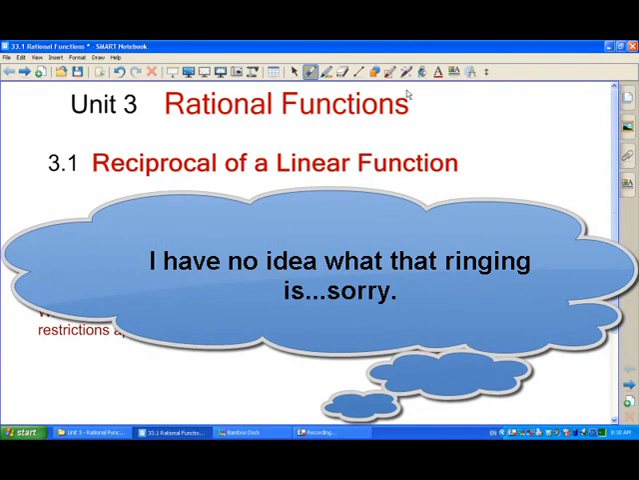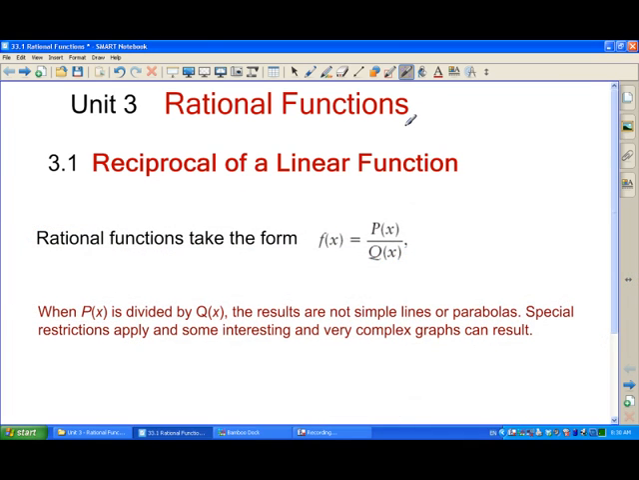Today we're going to be starting Unit 3, and in this unit we'll be looking at rational functions. We're going to start today with a little bit of review. We'll be looking at the reciprocal of a linear function.